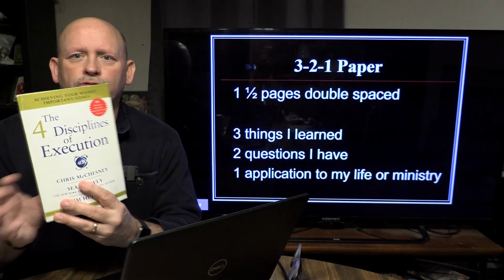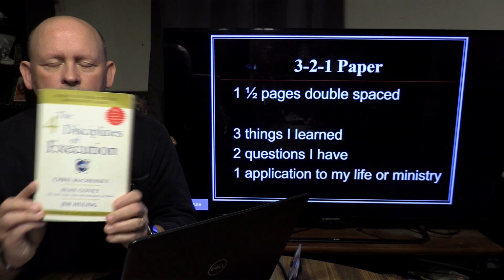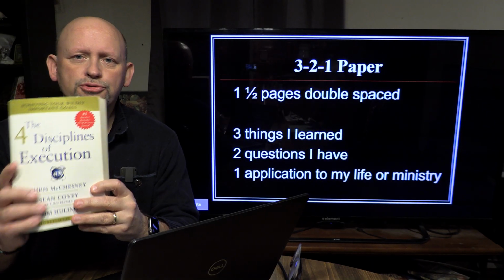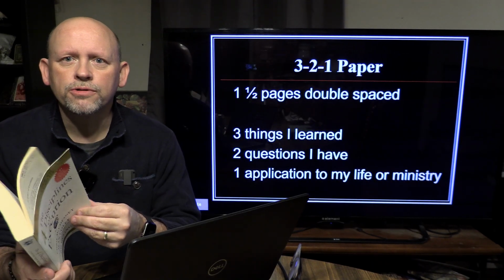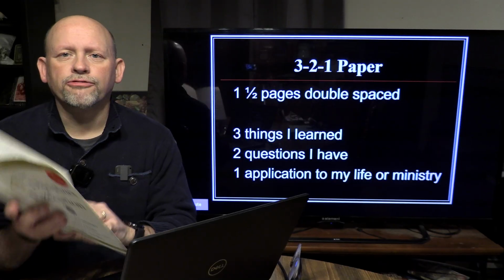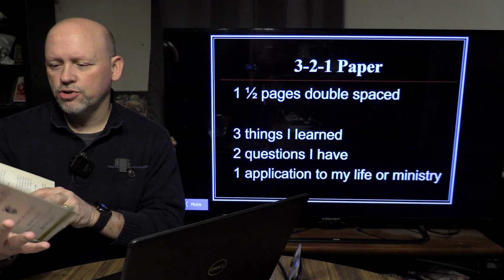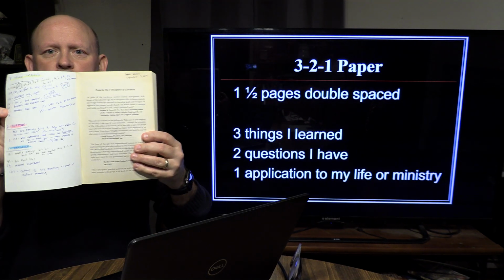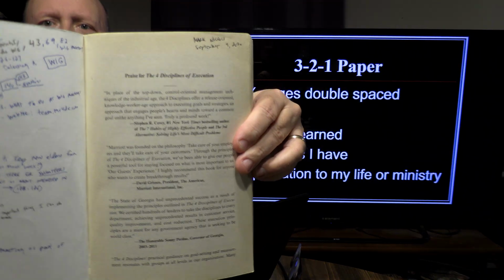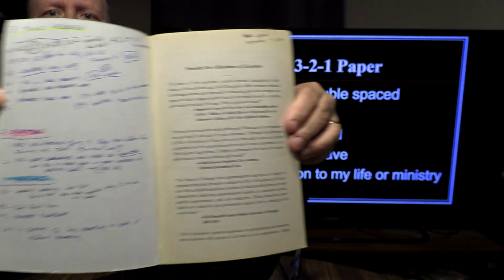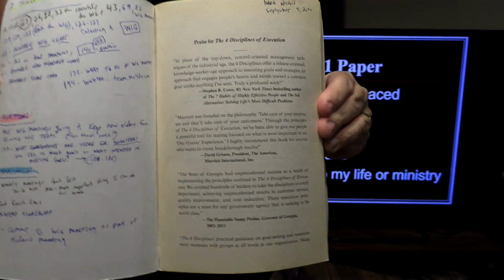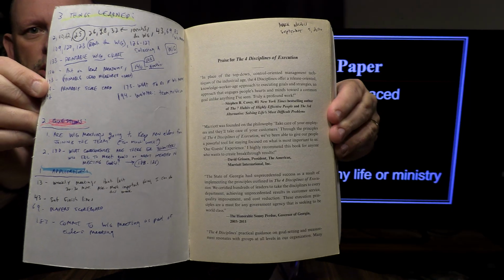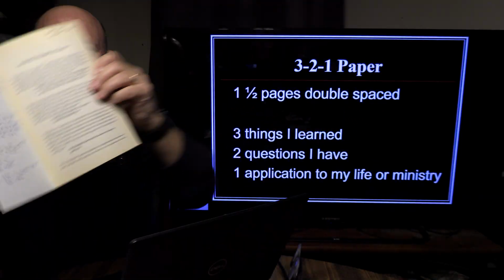So here's a book, for instance, that I've read. It's called The 4 Disciplines of Execution. And as you read through the book, what I would encourage you to do is, in the front of your book, you'll notice in the front jacket, a lot of books have a blank page here. I would just encourage you to write down 3 things that I've learned, 2 questions that I have, and 1 life application that I'd make.